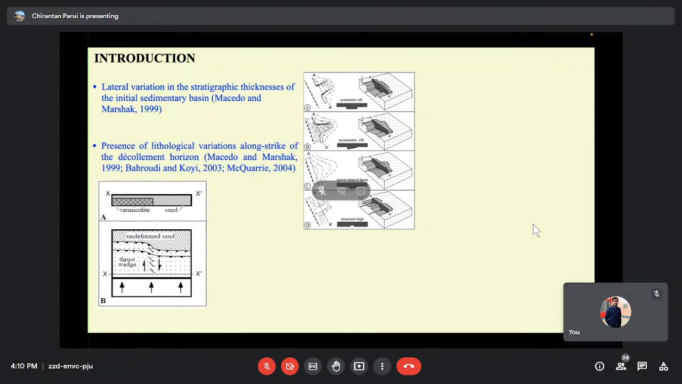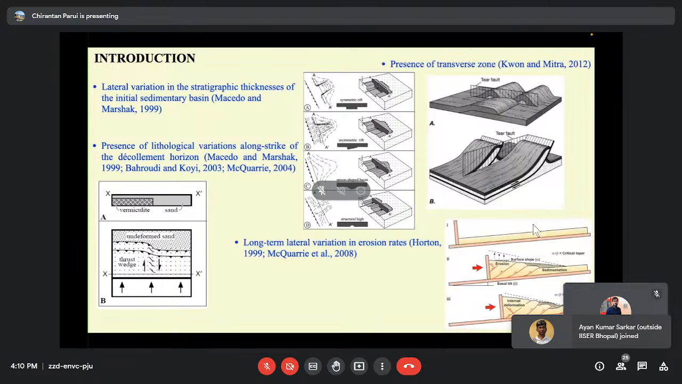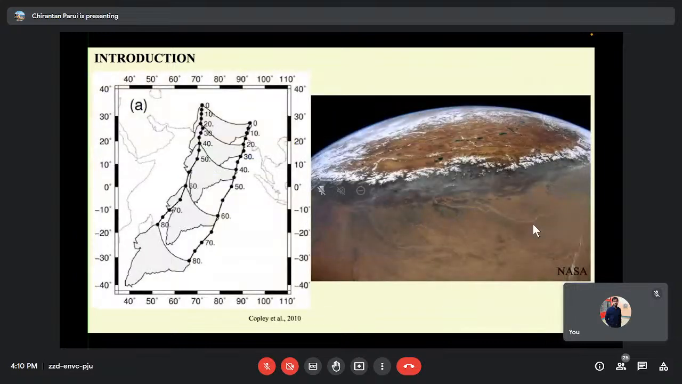The lithology along the strike, the presence of a glide horizon, transverse zones, and long-term variations in the erosion rates. So now let's see what happens in the most active orogenic belt closer to home, the Himalaya. India collided with Asia approximately 50 million years ago.